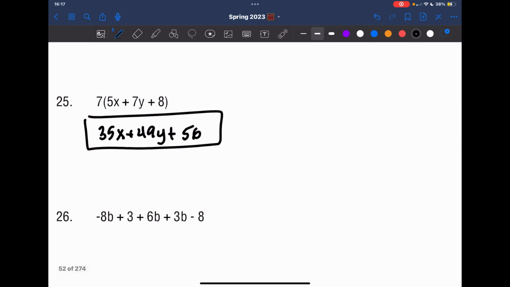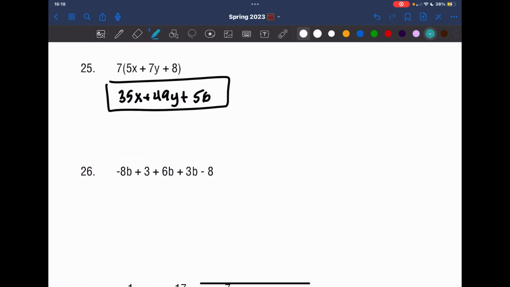And then for number 26, we're collecting like terms. We're going to just color in what looks the same. The b's go together, and then the constants go together. So right here I have negative 8 plus 6 plus 3. So I get b. And then I have 3 minus 8, and then I get negative 5.